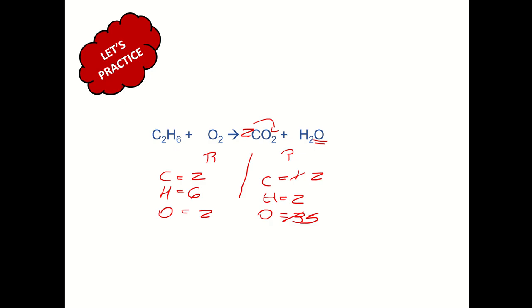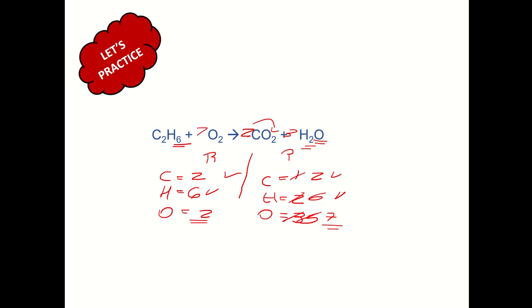But now I will look to the hydrogen. So hydrogen I have 6. And on this side I only have 2, so I'm going to put a 3 over here. So 3 times 2 is 6. So now I have 6 and 6 and 2 and 2. But now I have 3 plus 4, which makes 7. So I have 7 oxygen on this side and 2 on the other side.